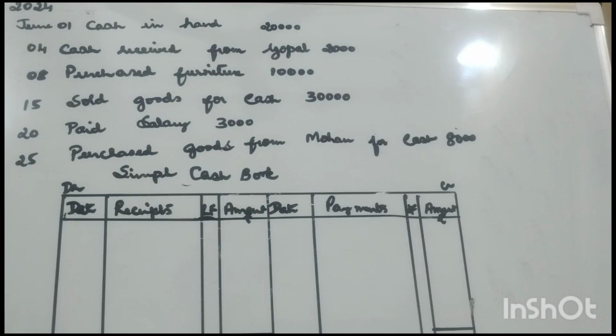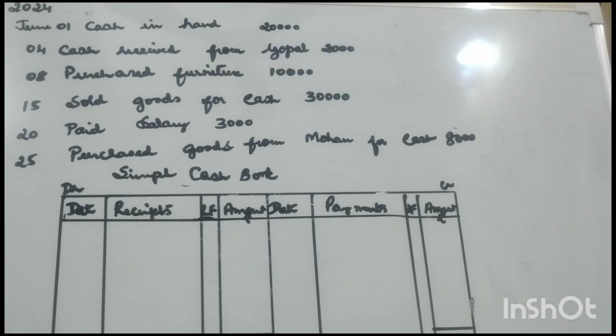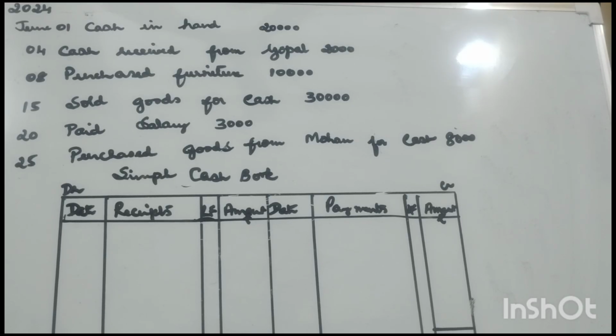Today we will understand preparation of simple cash book. The format of simple cash book will be under debit side: date, receipts, ledger folio, amount. Under credit side: date, payments, ledger folio, amount. So various transactions are given. According to these transactions, you are asked to prepare simple cash book.